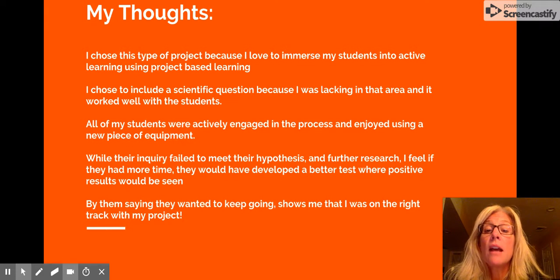My thoughts. I chose this type of project because I love to immerse my students into active learning. I chose to include scientific questioning because it's lacking in the area. All of my students were actively engaged in the process, and they enjoyed using a new piece of equipment. While their inquiry failed to meet their hypothesis, the engagement that was seen was far better than the results. And by them saying that they wanted to keep going shows me that I was on the right track.